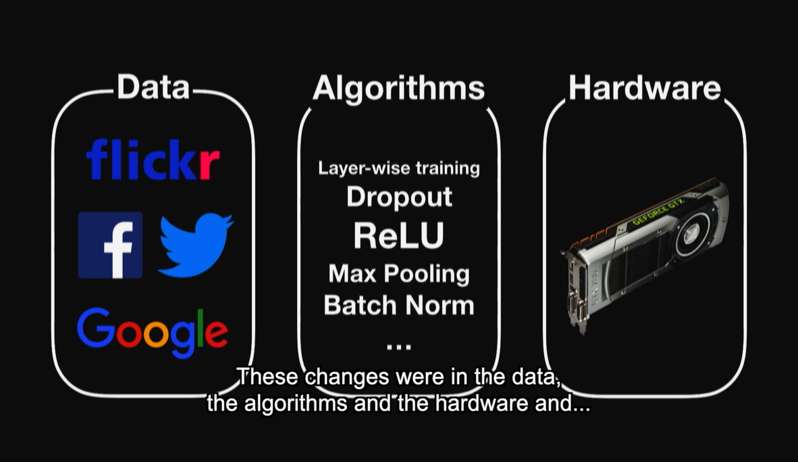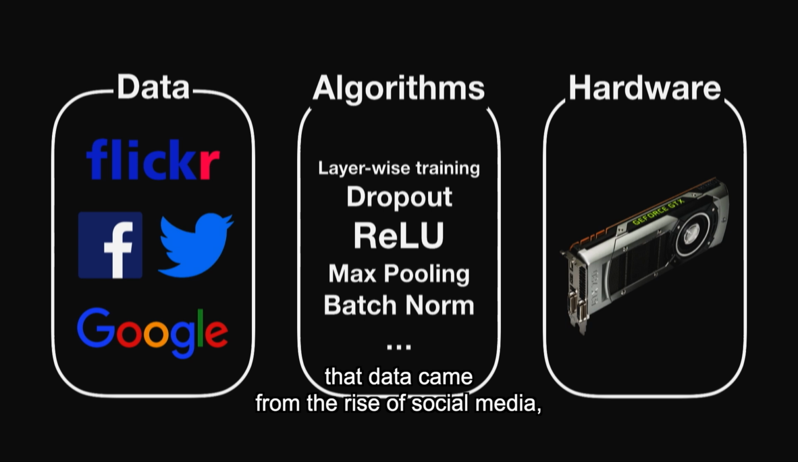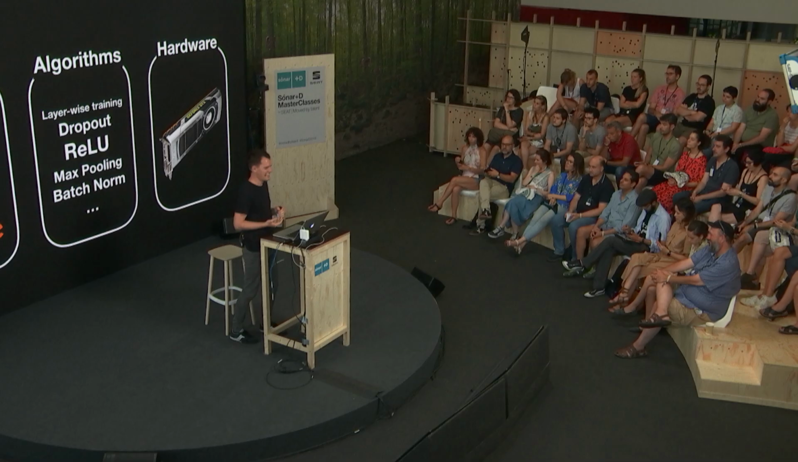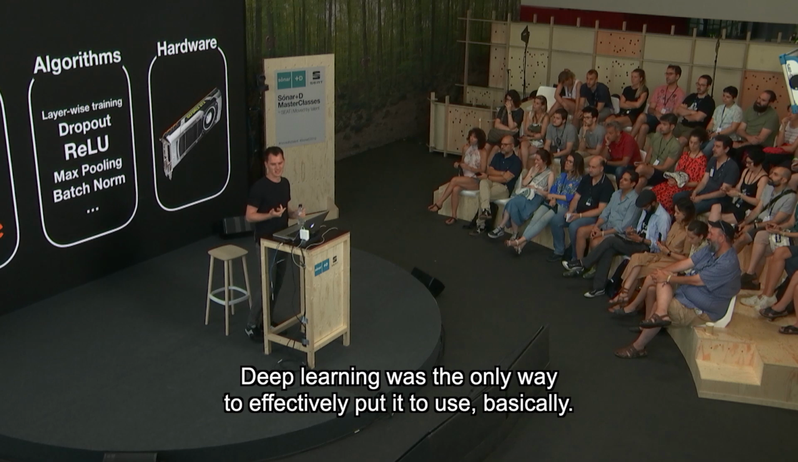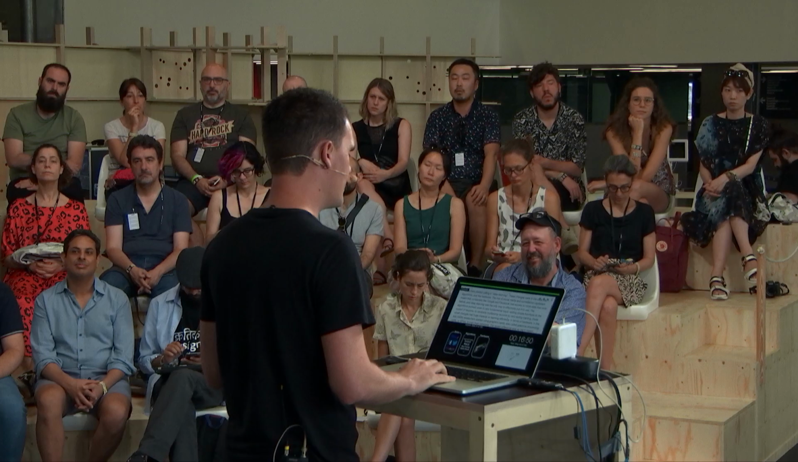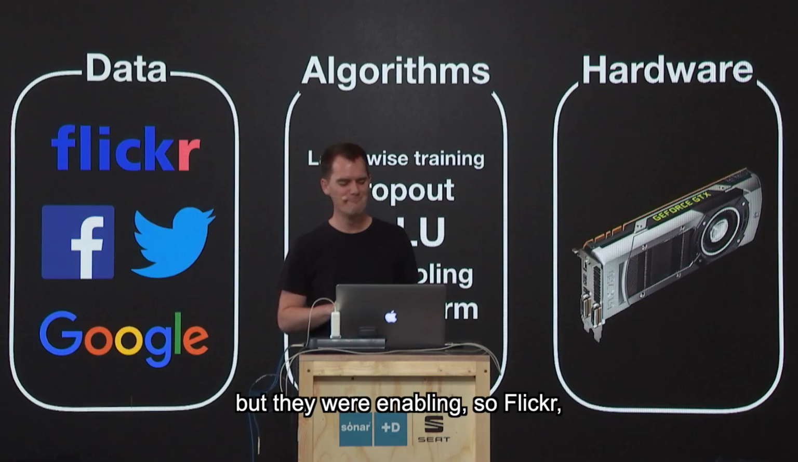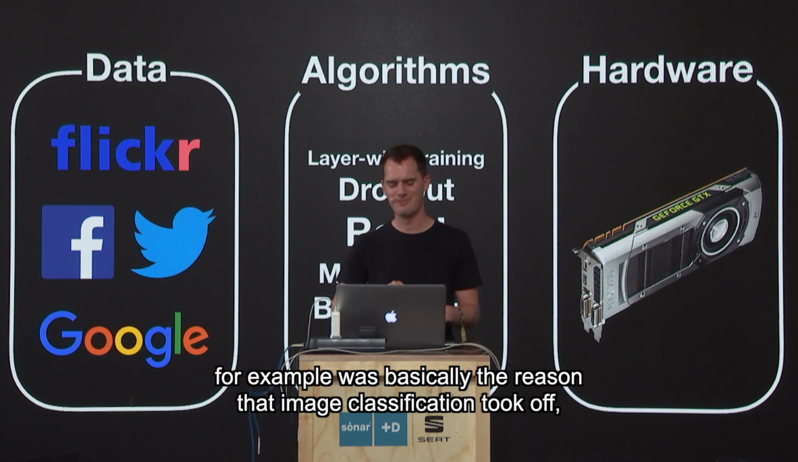These changes were in the data, the algorithms, and the hardware. And that data came from the rise of social media and surveillance capitalism, which meant that companies like Google and Facebook had access to more data than ever before. And deep learning was really the only way to effectively put it to use, basically. Not all of these companies were complicit, but they were enabling. So Flickr, for example, was basically the reason that image classification took off, but it's not necessarily something they were trying to do.